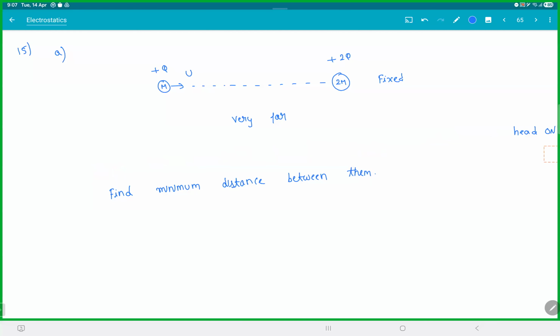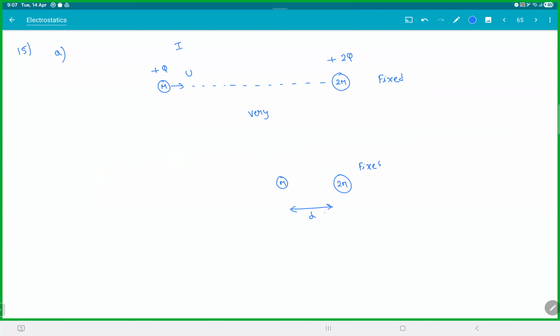So how do we do this? It's straightforward. Initially you're very far. This is state one, which means they're not interacting. This 2m is still fixed here. This m will come somewhere here, and let the distance be d. This is your minimum. When you come here, this is your v0. So this is state one and state two.